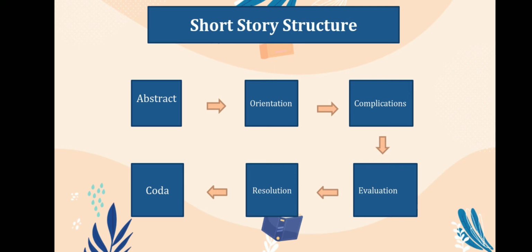6. Coda. Coda is the moral value or message contained in a short story that is conveyed by the author to the reader. The moral message conveyed is in accord with the type of the short story.